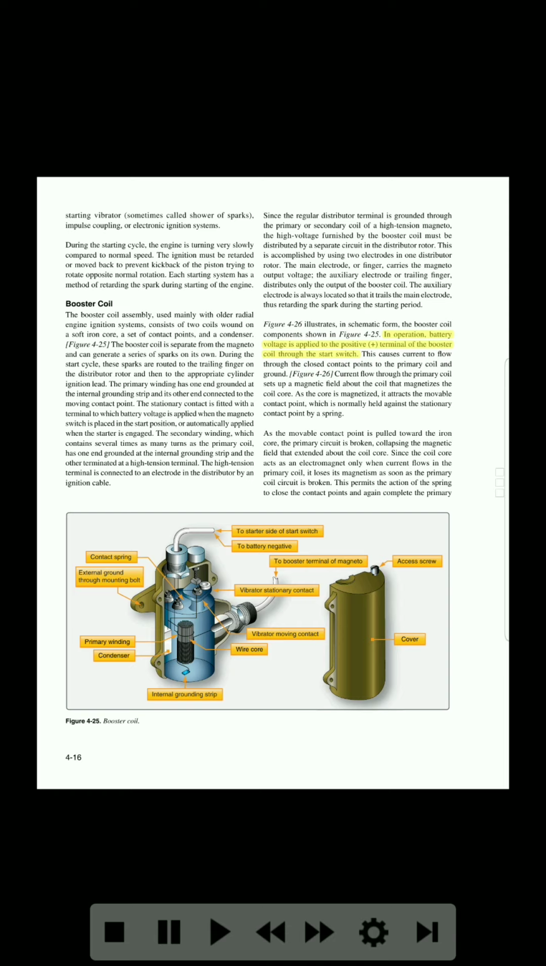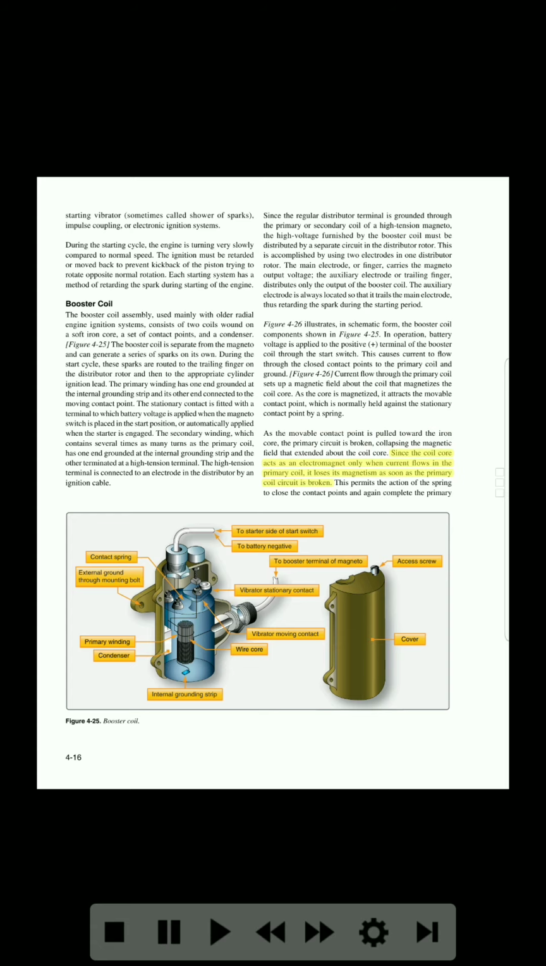In operation, battery voltage is applied to the positive plus terminal of the booster coil through the start switch. This causes current to flow through the closed contact points to the primary coil and ground. Current flow through the primary coil sets up a magnetic field about the coil that magnetizes the coil core. As the core is magnetized, it attracts the movable contact point, which is normally held against the stationary contact point by a spring. As the movable contact point is pulled toward the iron core, the primary circuit is broken, collapsing the magnetic field that extended about the coil core.